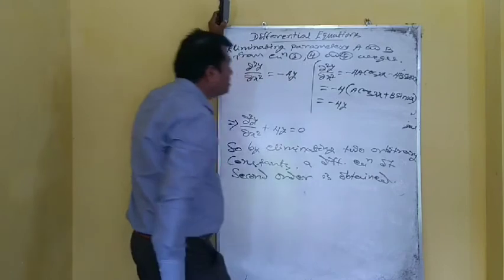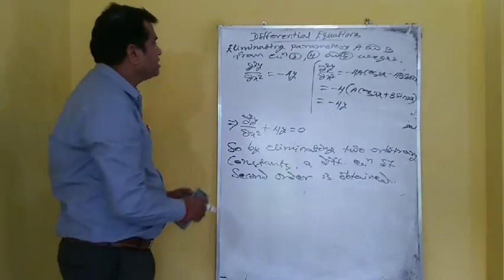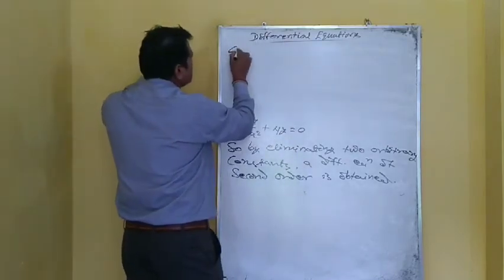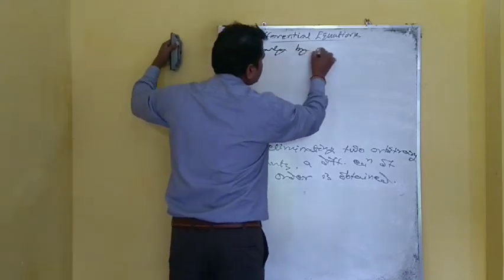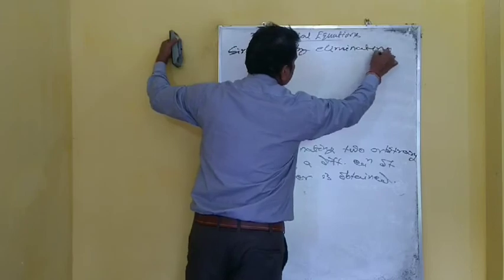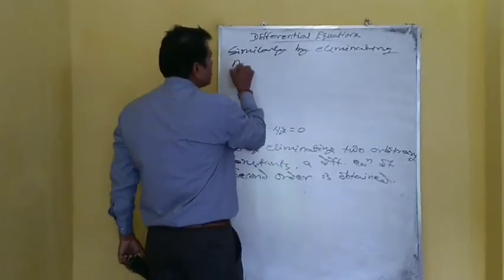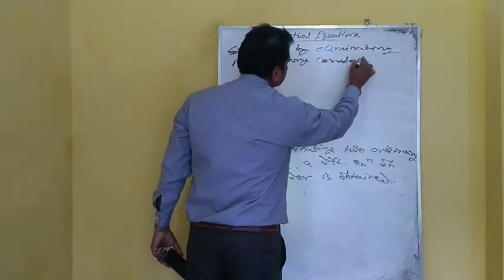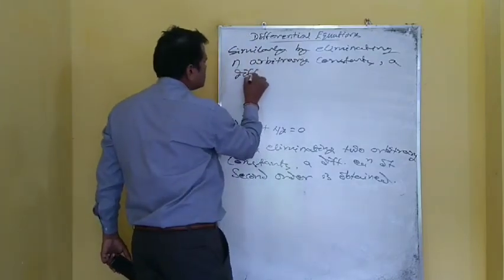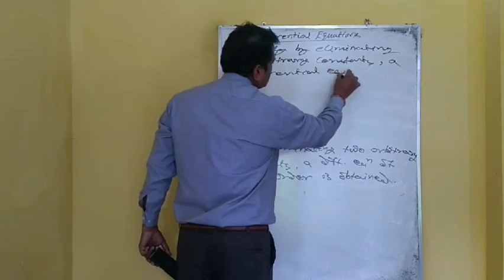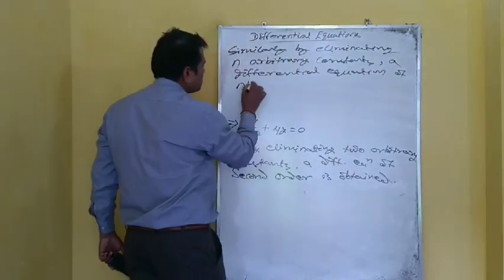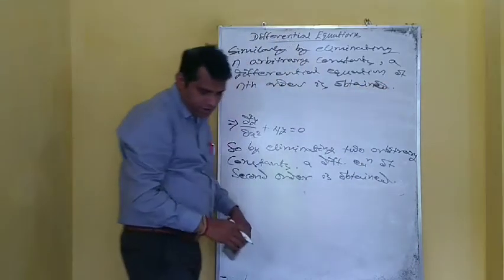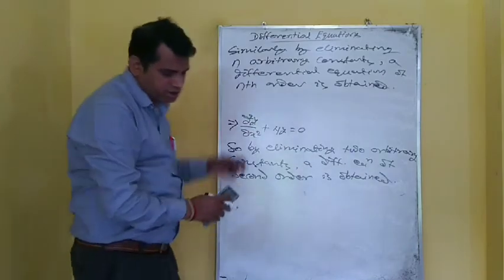Similarly, by eliminating n arbitrary constants, a differential equation of nth order is obtained. Okay, now we take some examples from your exercise 11A.